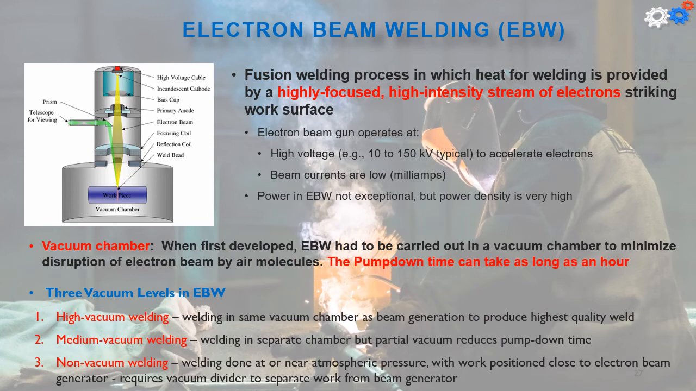When first developed, electron beam welding had to be carried out in a vacuum chamber to minimize the disruption of the electron beam by air molecules. The pump down time can take as long as 1 hour. Accordingly, there are three vacuum levels in electron beam welding: high vacuum welding, medium vacuum welding, and non-vacuum welding.